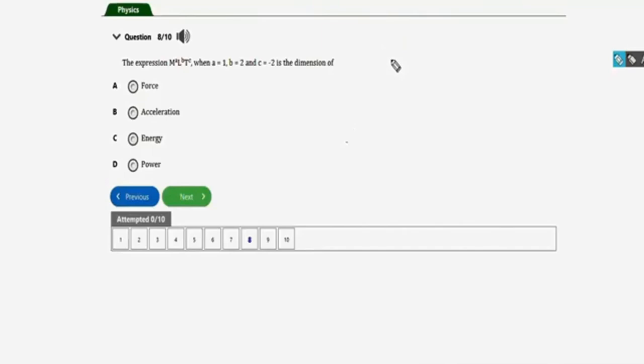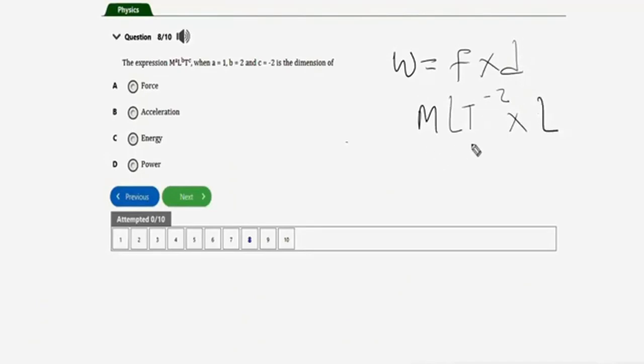So the dimension of work equals force times distance. The dimension of force is M L T to the power negative 2, times the distance, which is length. When we bring everything together, the length has the same base, so by the law of indices, you add the powers. This will give you M L to the power 1 plus 1, T to the power negative 2. The final result will be M L to the power 2 per time square.